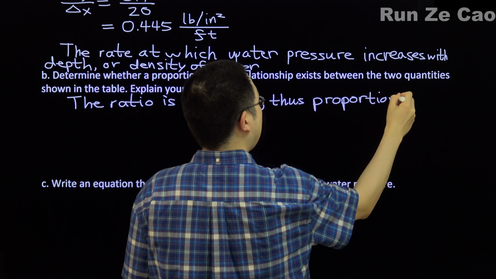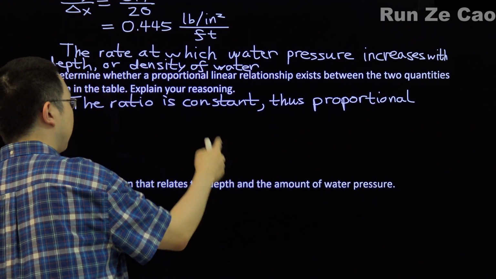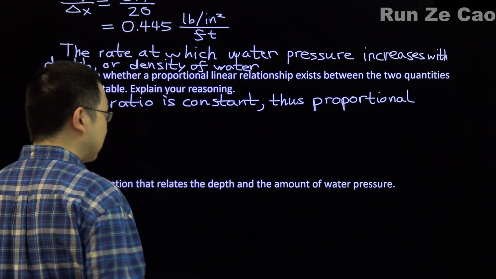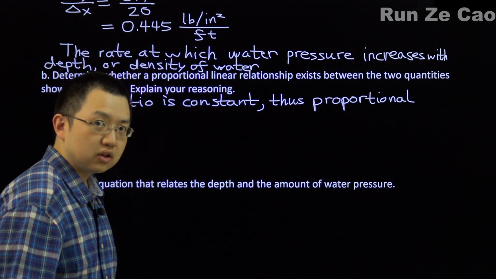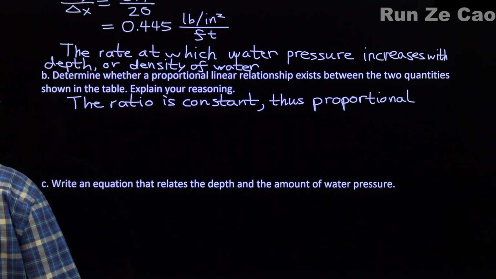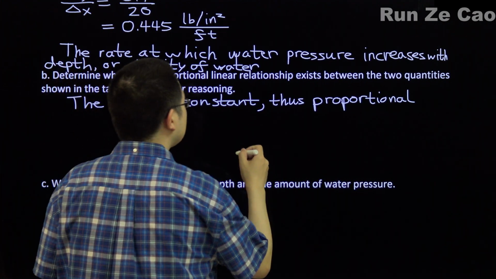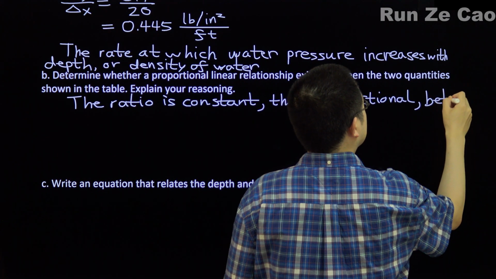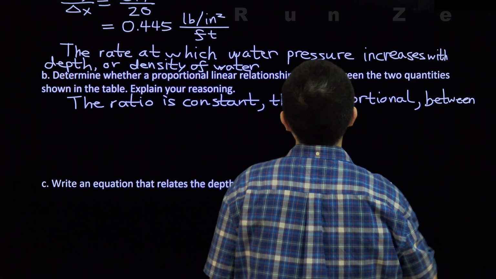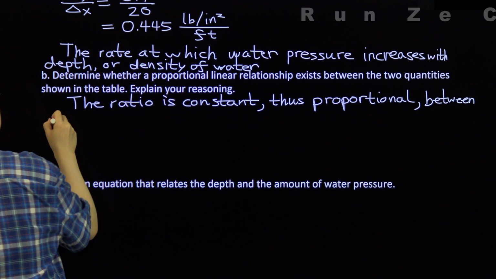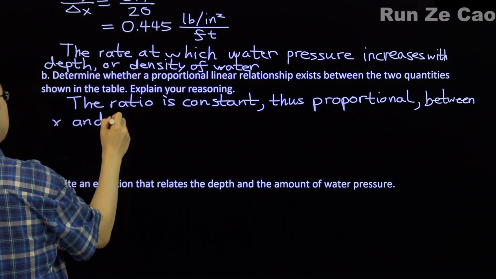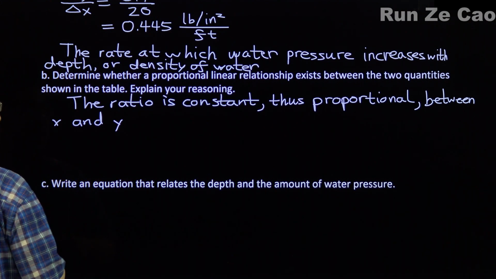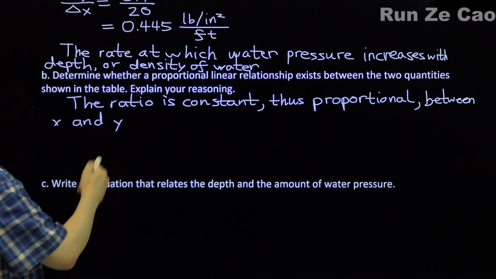Because if you went by differences between the data points in the x-axis versus the y-axis, you couldn't actually say this. But if you said that the ratio is constant between x and y, then yeah, you're fine. You can say that, oh, it's proportional because the ratio is constant.